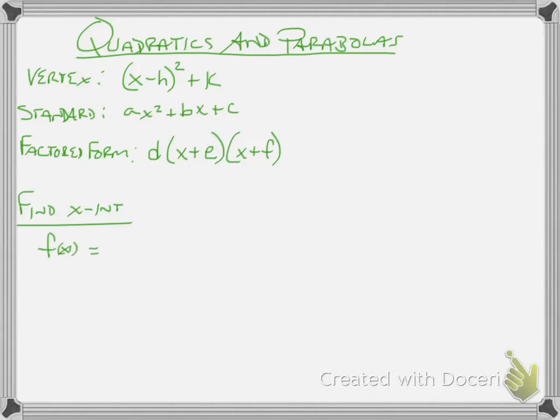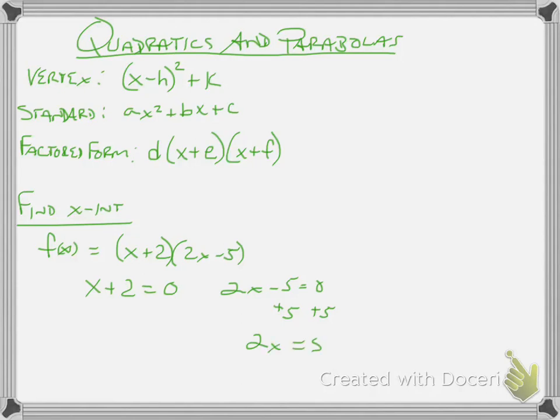The first question, to find the x-intercepts from factored form, what you need to do is set each parentheses equal to 0 and solve. You're finding the zeros or the solutions at the same time. These are also the x-intercepts of the graph. So I have x equals -2 or +5/2.